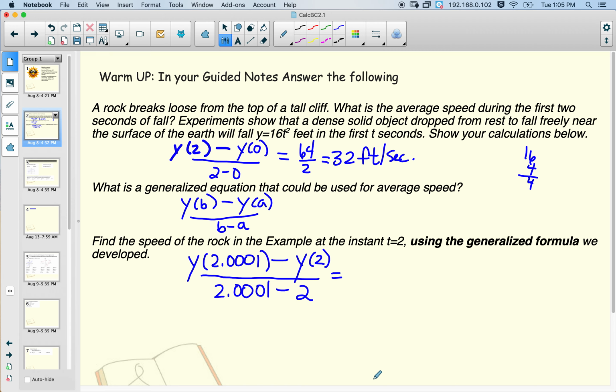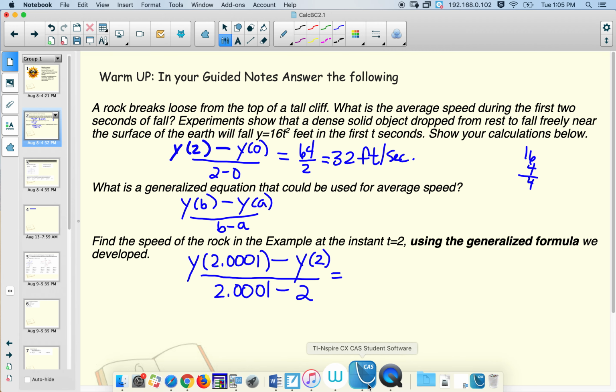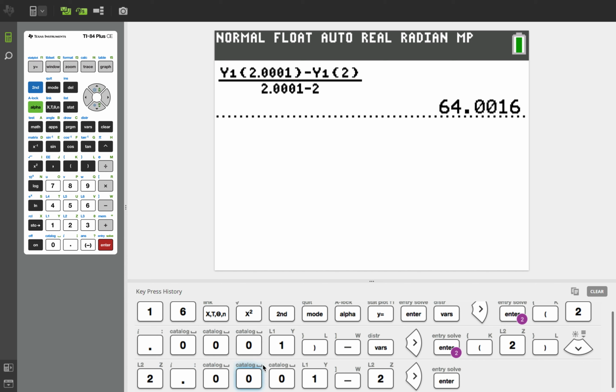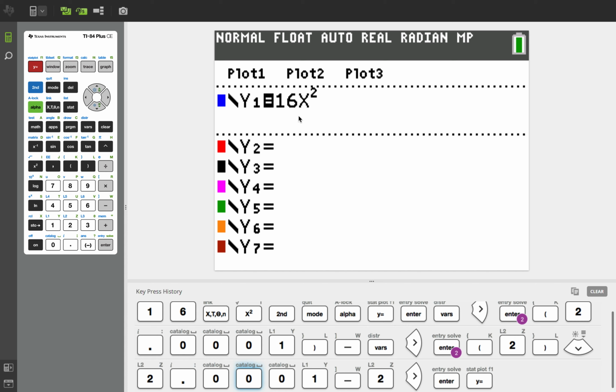I'm going to show you that here in a minute. So let me start with the 84. I'll show you that on the 84, and then I'll show you how to do that on the Inspire. I worked this problem earlier because, like I said, I've tried this a couple times. So our function is 16x squared.